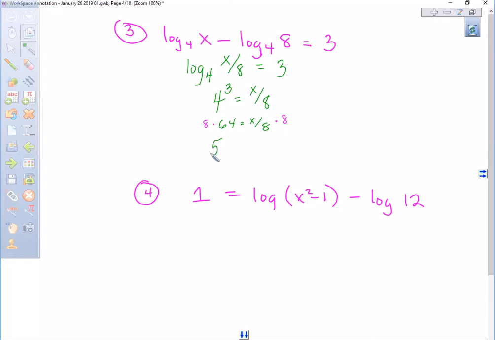And 64 times 8 is 512. It's like 8 to the third. 512. So if we plug in 512, positive 5, we're good. We're good. So always check.